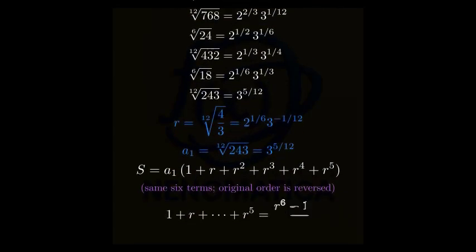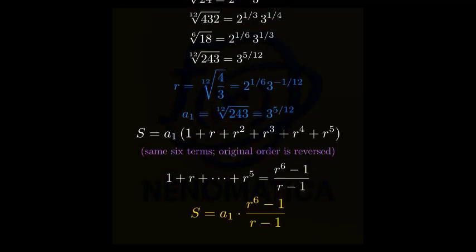Step 3. Use the geometric series formula with 6 terms. The sum 1 plus r through r to the 5th equals r to the 6th minus 1, all over r minus 1. Therefore, s equals a1 times r to the 6th minus 1, divided by r minus 1.